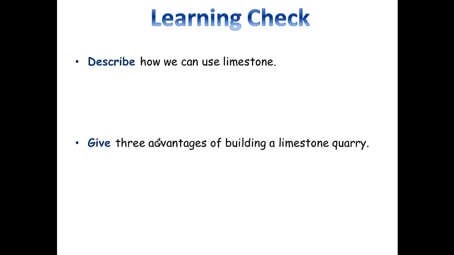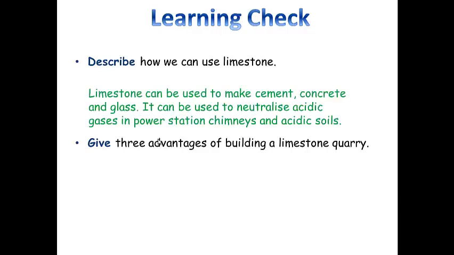Right, quick learn check. If you can pause the video now and have a quick go at these two questions. Right, let's have a look at the answers. Describe how we can use limestone. Limestone can be used to make cement, concrete and glass. It can be used to neutralise acidic soils and also to neutralise acidic gases in power stations.